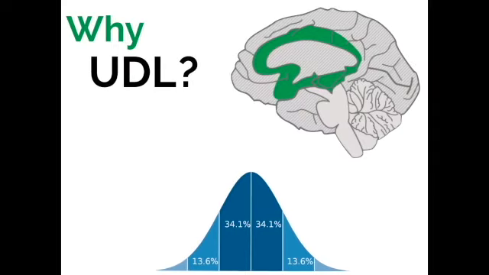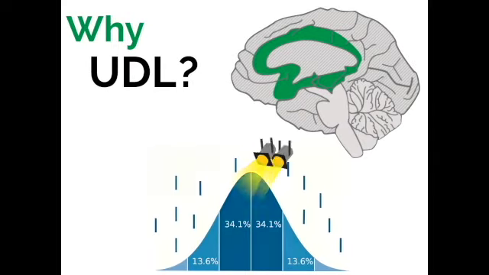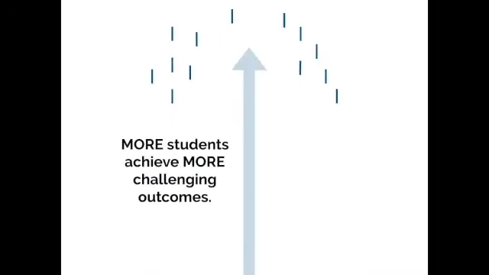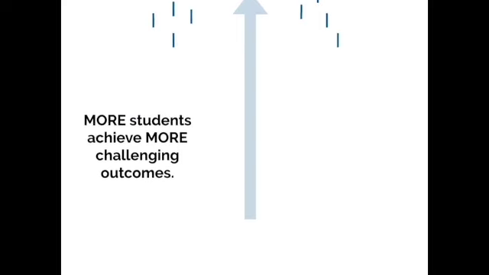Or why UDL? Because UDL shifts the focus from the average, where it's traditionally been, into recognizing the predictable variability of our learners and designing for them. This allows all of our students to rise together. Ultimately, this means more students achieve more challenging outcomes than they otherwise would. Let me demonstrate.